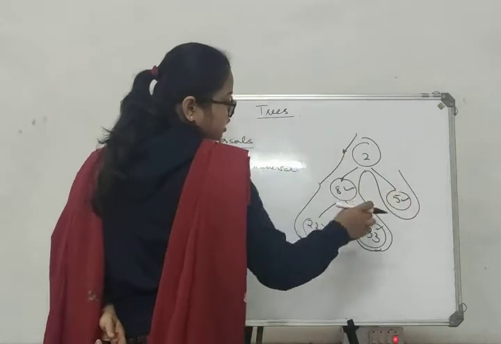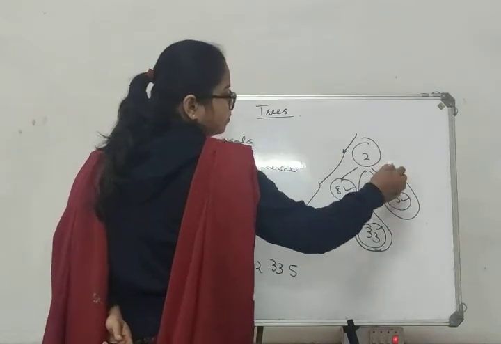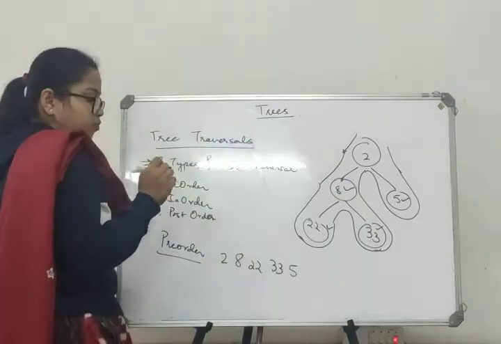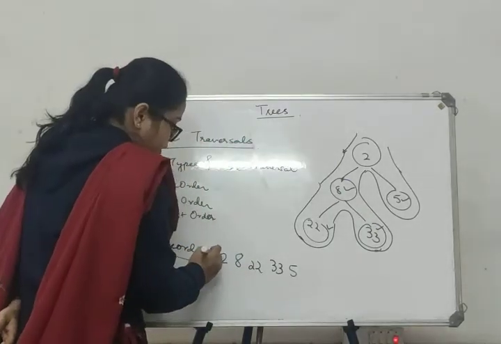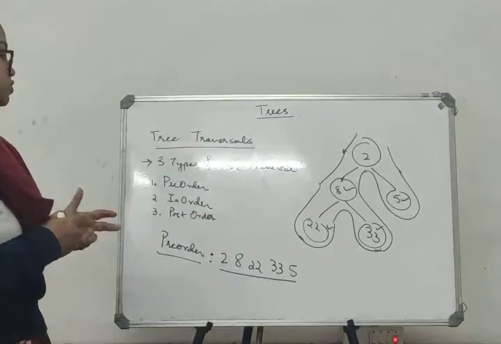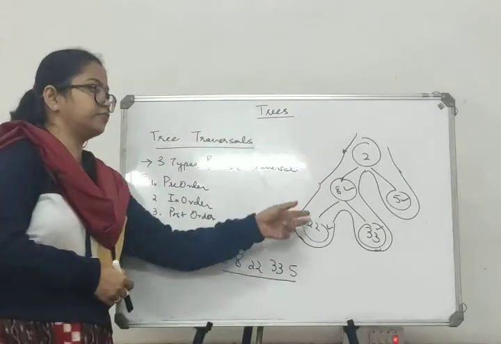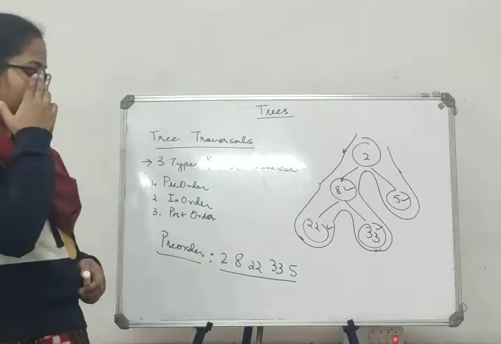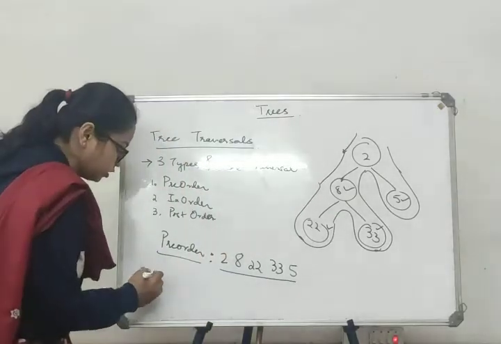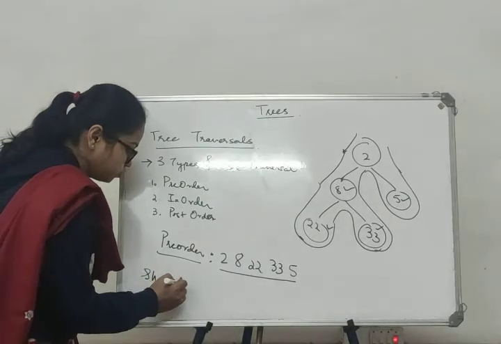So this node is done as well because it has no children, we will simply print the root. And after that, we are done. We have no more visitation to do. So pre-order prints 2, 8, 22, 33, 5. Okay. So this is the answer for pre-order traversal for the given tree. Okay. So I'll tell you one shortcut to remember.